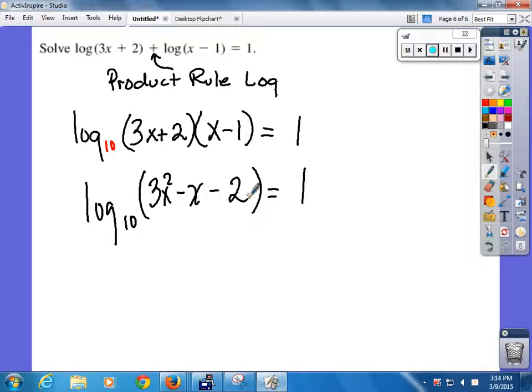Change base formula? No, but that's a good guess. But you don't use the change base formula if you have log base 10 because you can use that on the calculator. The only time you use change base is when it's log base 3, log base 2, log base 8, log base 15, log base whatever. The change base formula is used whenever you have something like log base 3. Anybody else got a guess?